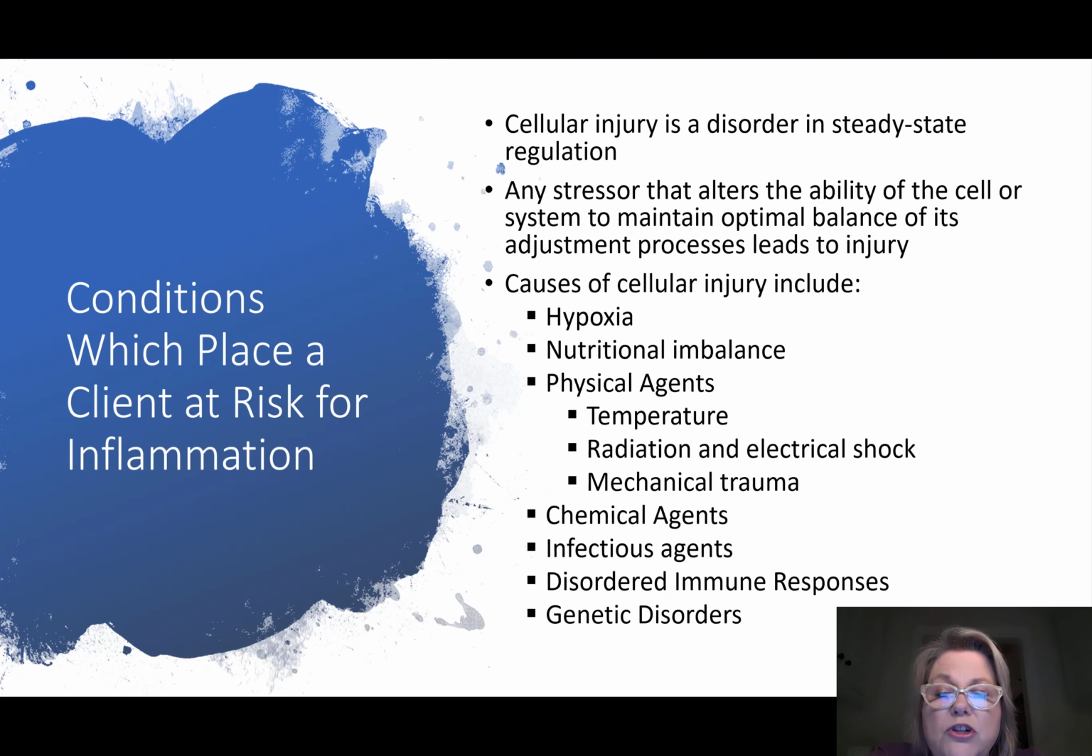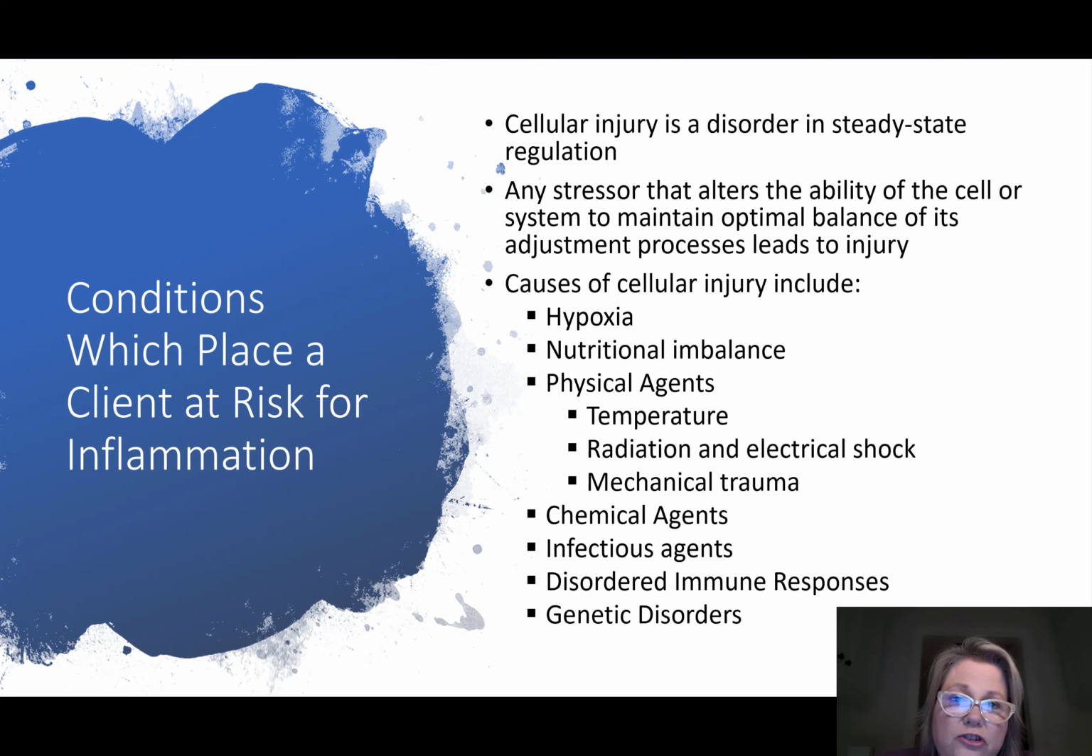What are conditions which place a client at risk? So in our bodies and in our systems, cellular injury is a disorder in a steady state regulation. That means in our body we are at a steady state, but the process is always ongoing. So any stressor that alters the ability of the cell or the system to maintain that optimal balance and to maintain that steady state can lead to injury.